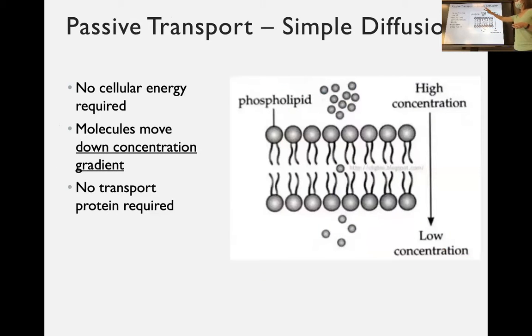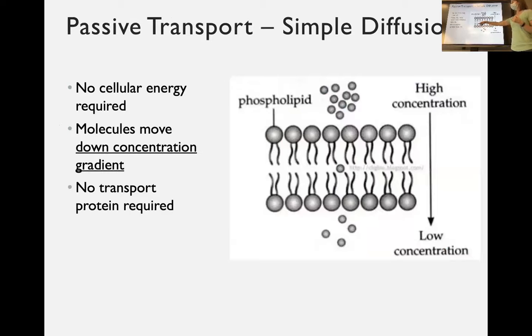These are 3 of the important bullet points, and at least one will be different from the other types of transport. So this is a good way to figure out, okay, I need these 3 things to be true in order to have simple diffusion happen. If one of these is not, it will be one of the other types of transport. So no cellular energy is required. We talked about that. We know we're in the passive transport still.